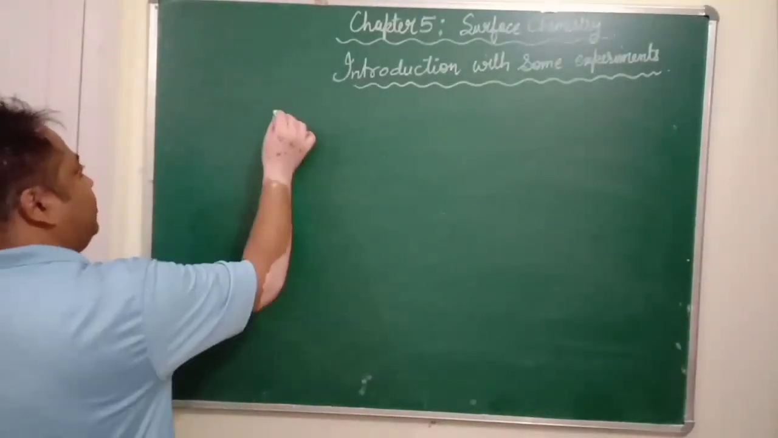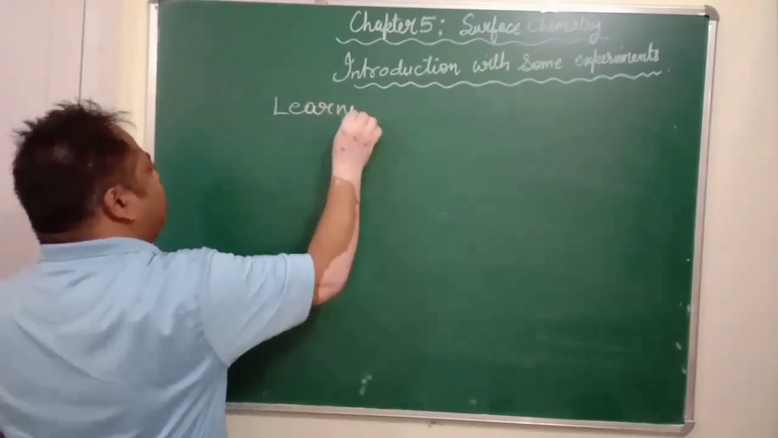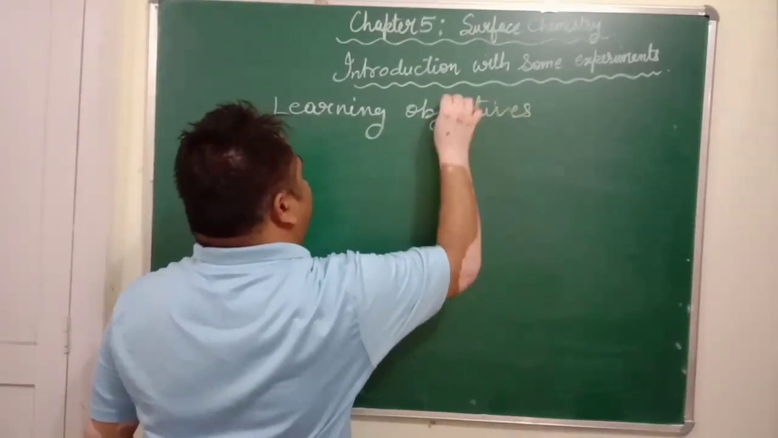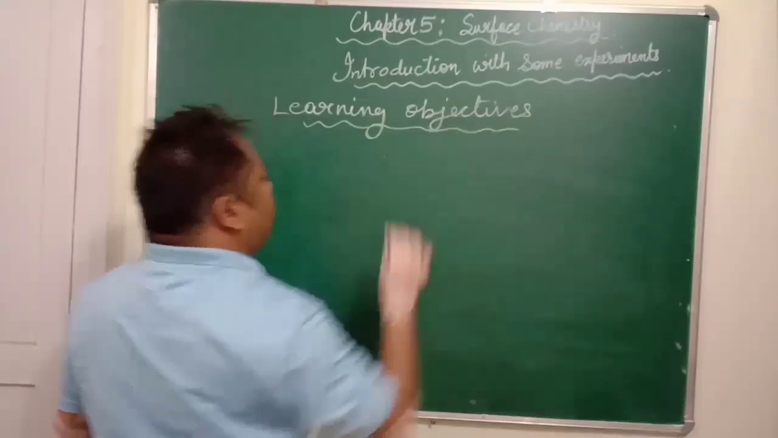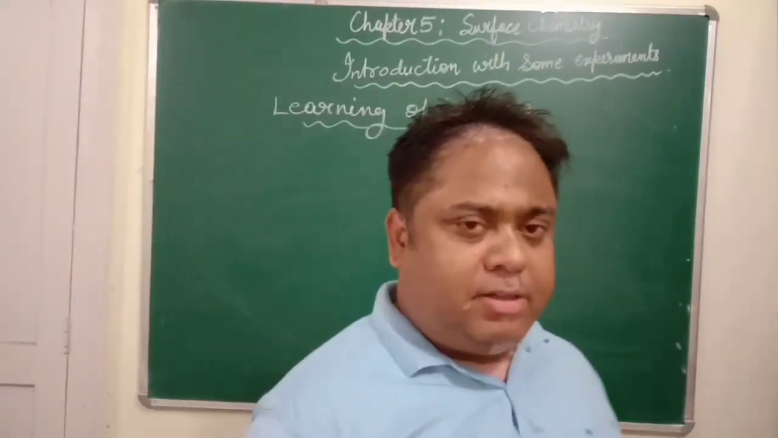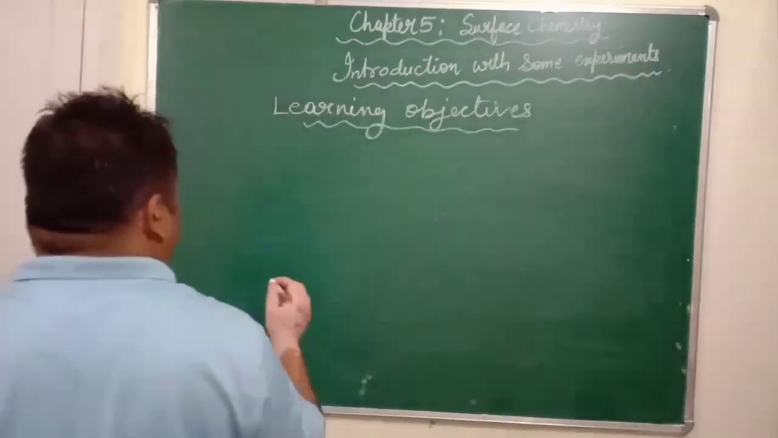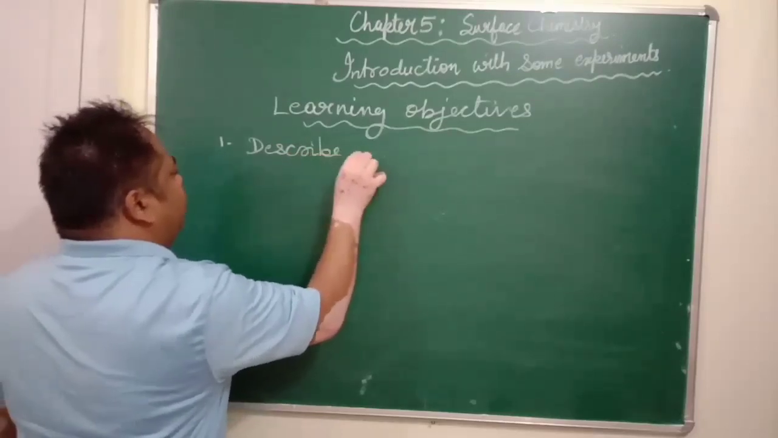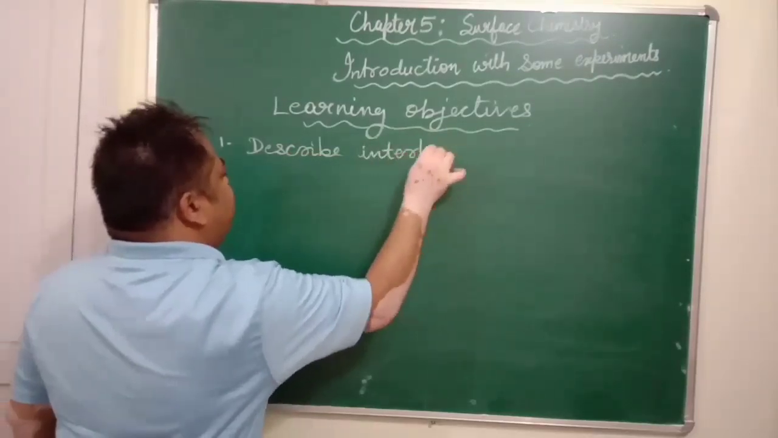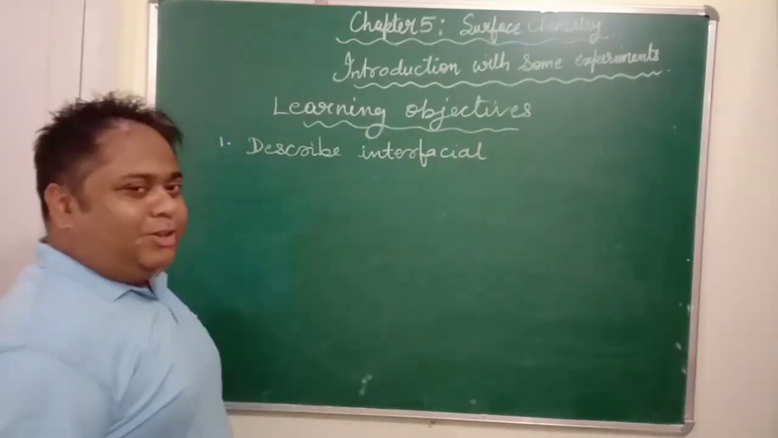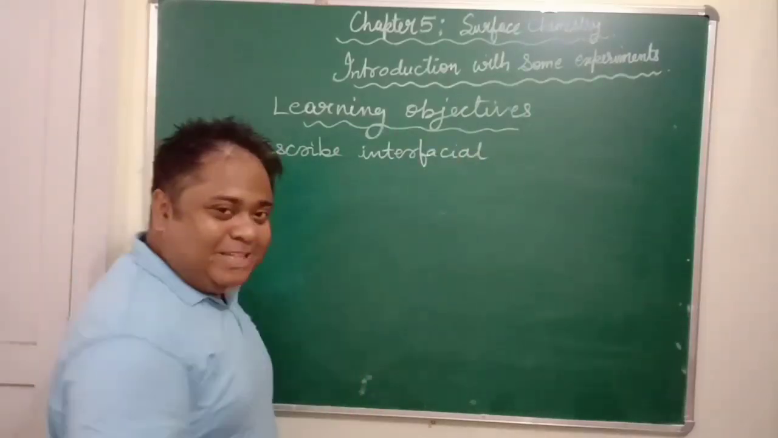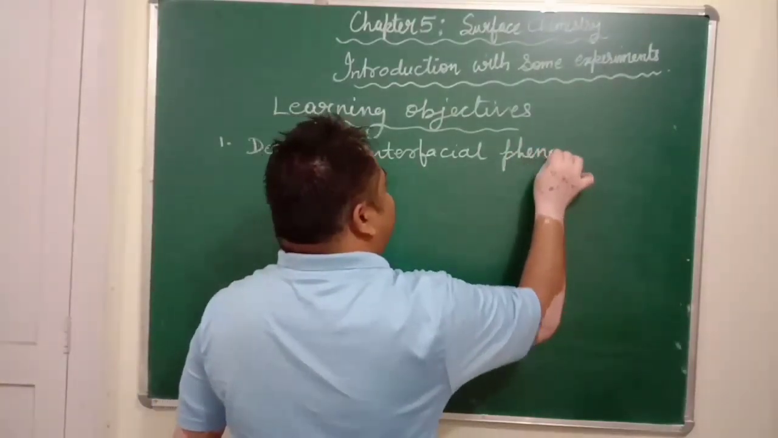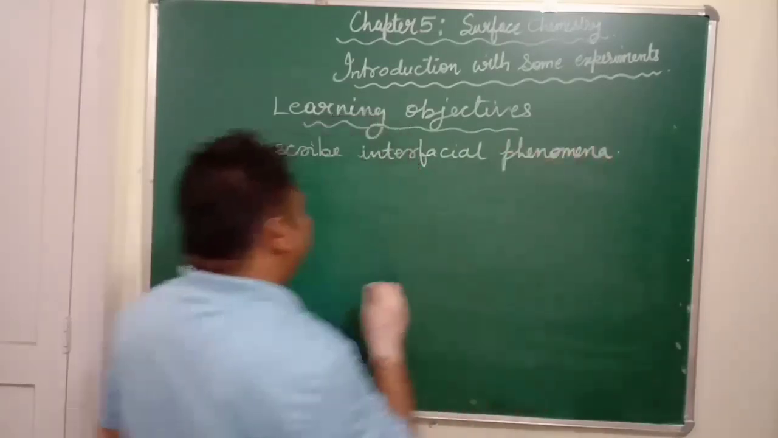So the learning objectives, a few of which we have already achieved and a few we need to achieve. First, learning objectives: what you will be able to do after learning this chapter. The first is that you will be able to describe interfacial. It's not the facial which you do in the parlor. It's interfacial, in between the surfaces. Interfacial phenomena.